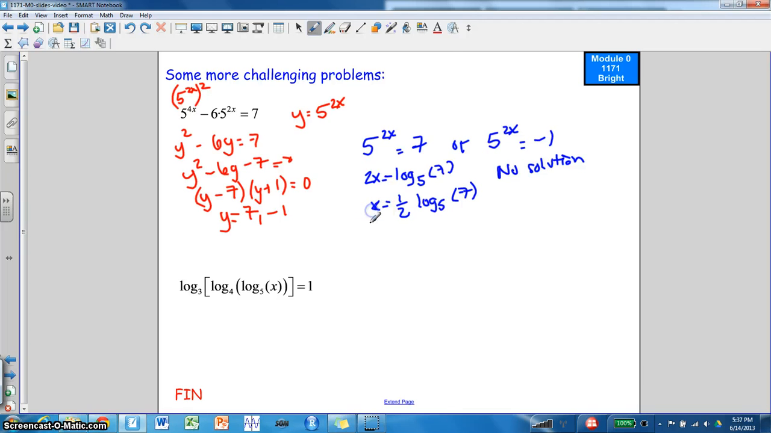Okay, and then I can go through and write the solution set, and this one we'll check too. The solution set is, brace, 1/2 log base 5 of 7.